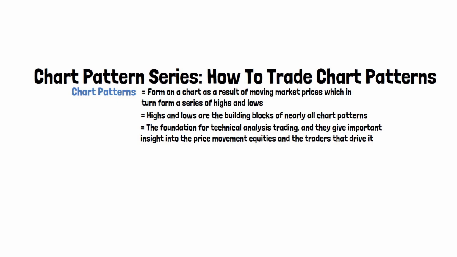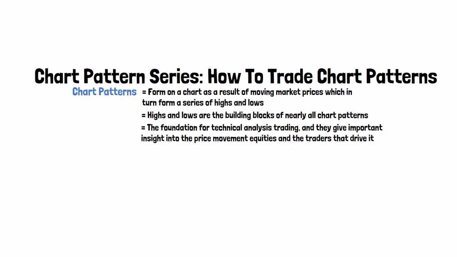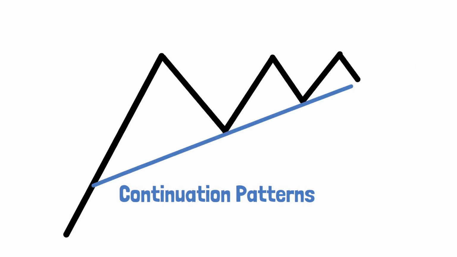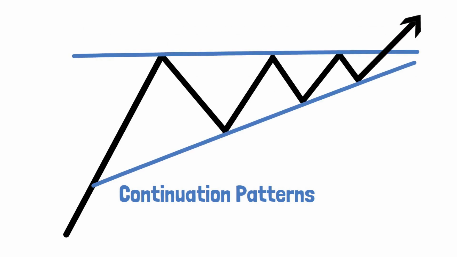Now, these patterns come in three different types. First up, we have our continuation patterns. These are patterns that form as a resting period before the stock continues its prevailing trend, either continuing the uptrend or the downtrend it was on.